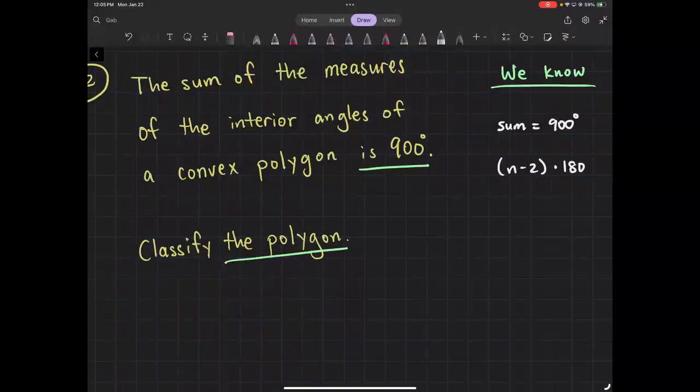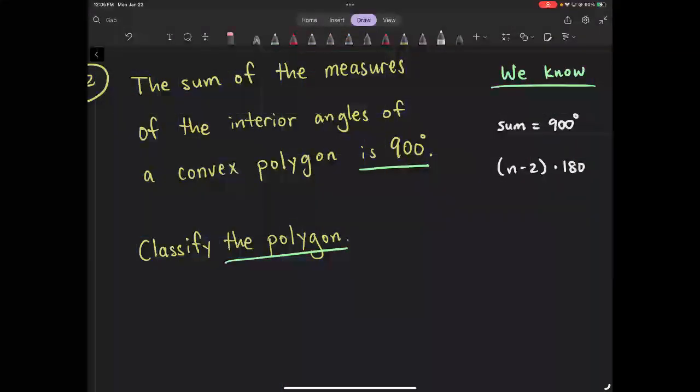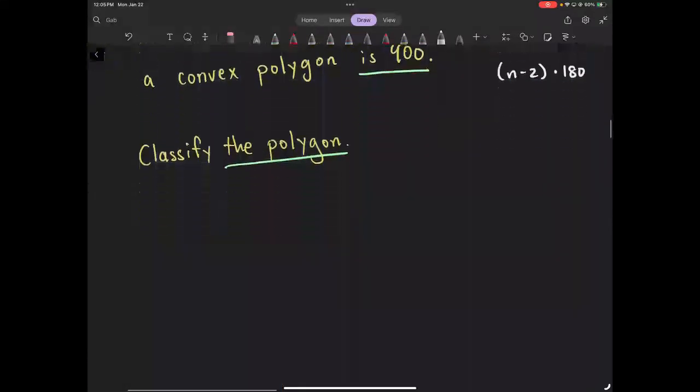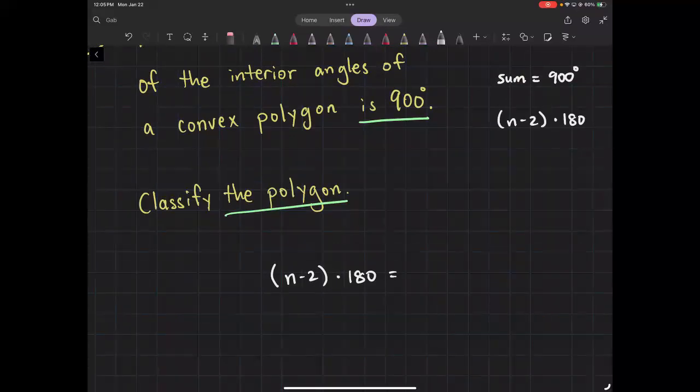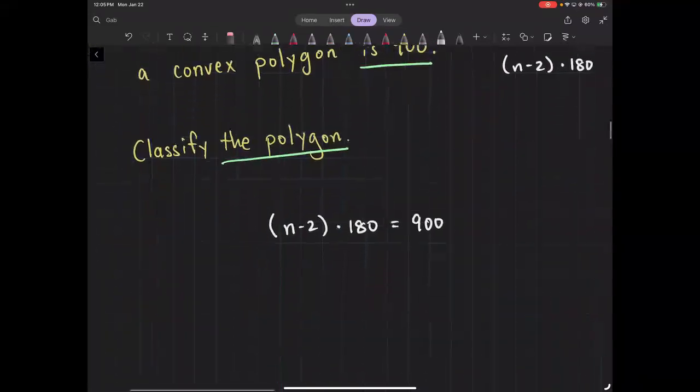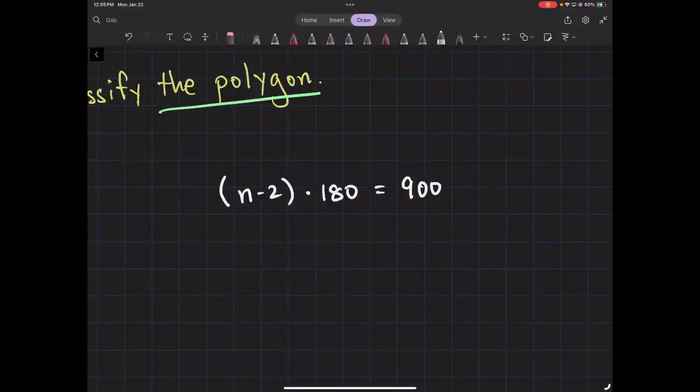Yeah, times 180. You're going to connect the two. So this question, what are you looking for? N. And N is the number of sides. So that's what you need. Right here, you're going to set it up like this: N minus 2 times 180. And you already know what the sum is equal to, right? 900. So you set it equal to 900. This will help you find the number of sides.